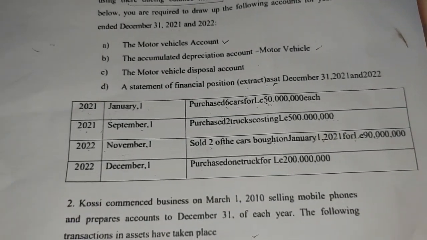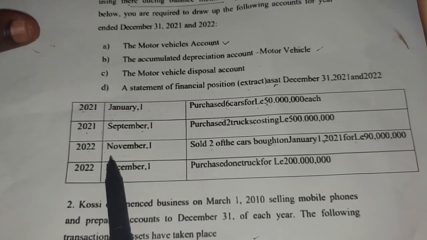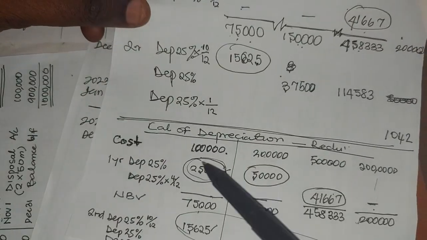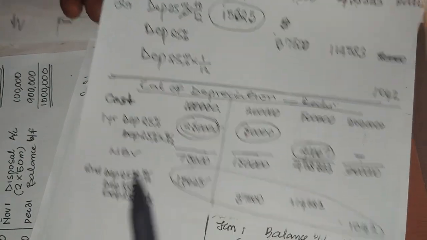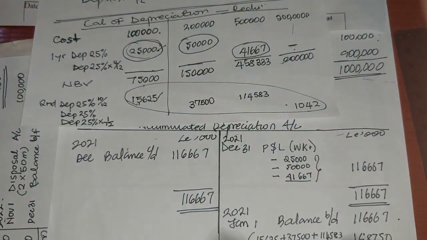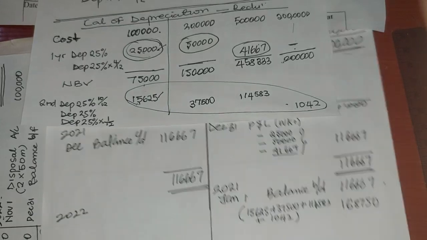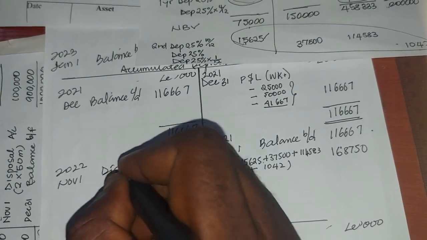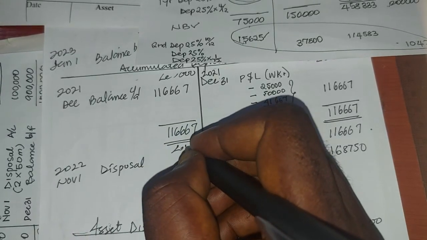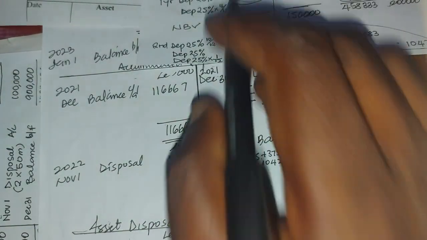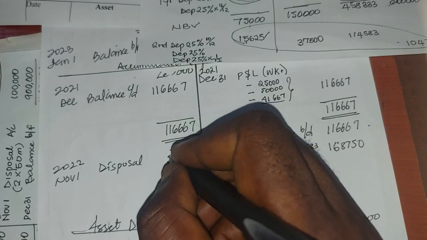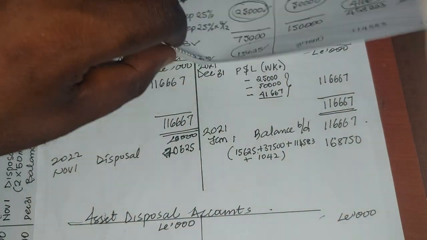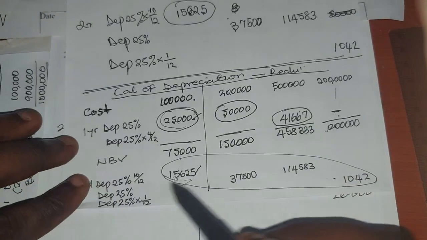Now, don't forget, we sold an asset in November 2022. So you are going to calculate all the cumulative depreciation from the date of purchase to the date of disposal, which is in the working notes. Just add these two together to the date of disposal. The asset was sold on November 1st, 2022, so it will go to the disposal account. When you add these two together, it's going to give you 40,625, which is the depreciation from the date of purchase to the date of disposal.